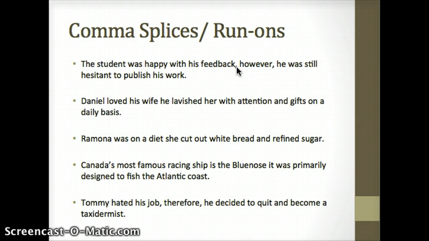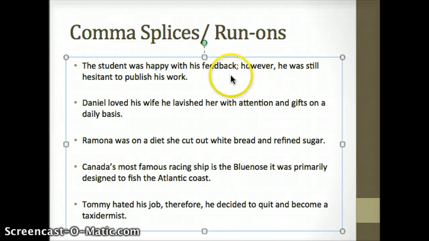So I would add a period or a semicolon in front of however. So it looks like this now. The student was happy with his feedback, semicolon, however, he was still hesitant to publish his work. So a semicolon is used when you have two connected thoughts, but they're both complete sentences. So they're both independent clauses that can stand on their own, but they're interconnected. So that's when we can use a semicolon. You could also, like I said, put a period and then capitalize however. That would also be acceptable.